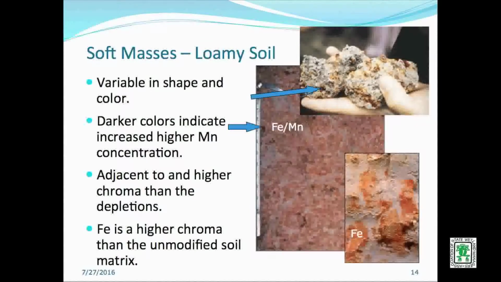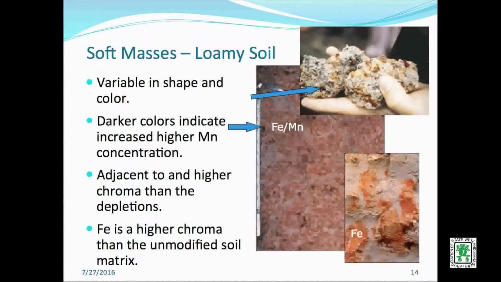And these are concentrations of iron and manganese. The ones that are the darkest, shown where the blue arrows are, are the ones that have the highest manganese concentration. We almost never get pure manganese oxides in a soil. We almost always get some iron in association with the manganese, but on the other hand, we can get almost pure deposits of iron oxides in the soil.